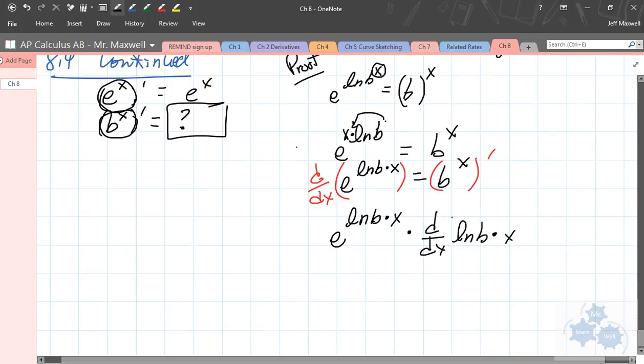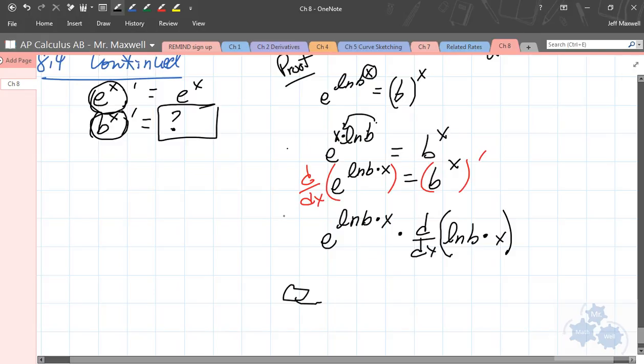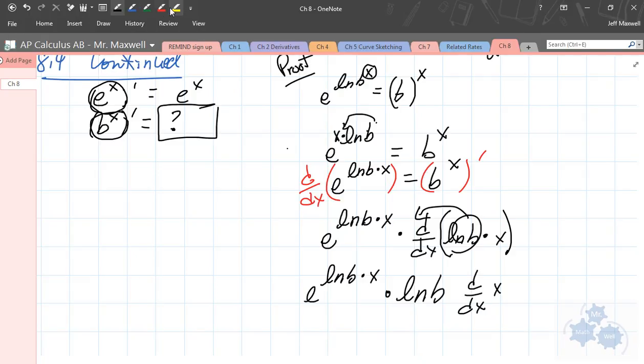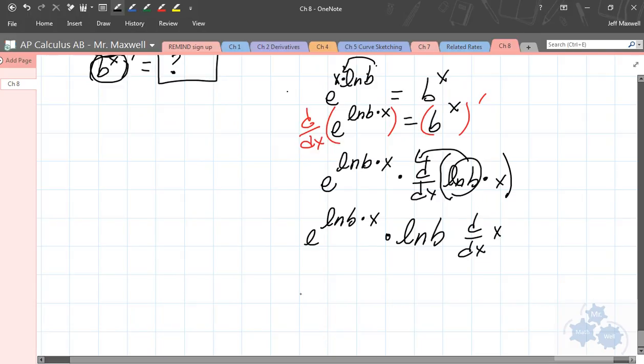So now I need to take the derivative of this, but ln of b is a constant. So this can come out because it's just a constant, times ln of b, and then we find the derivative with respect to x of x. So this is e to the ln b times x, times ln of b, and then this is 1, the derivative of x, right?